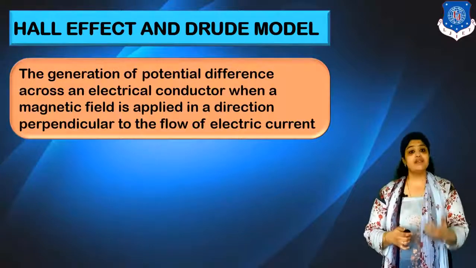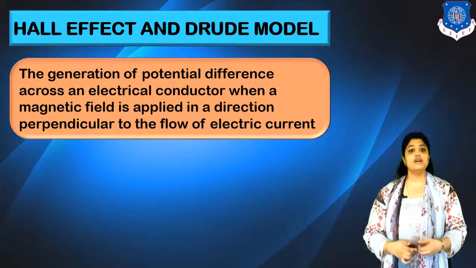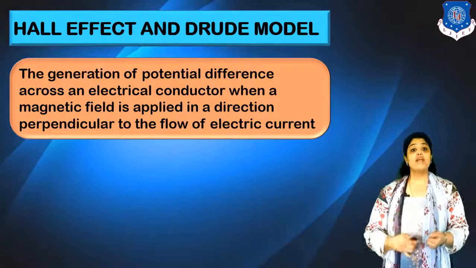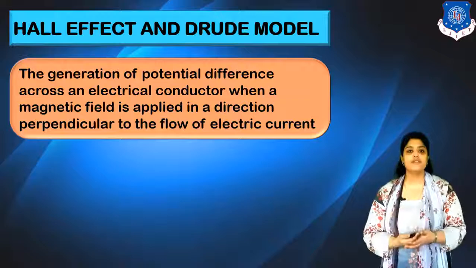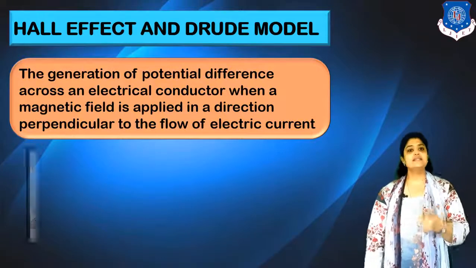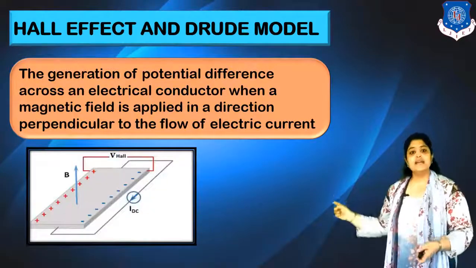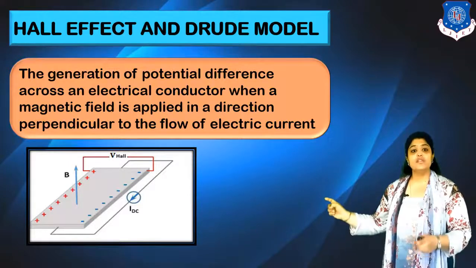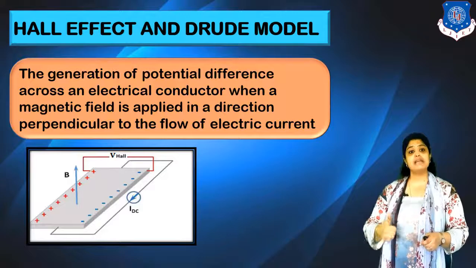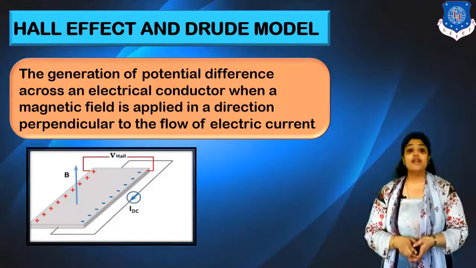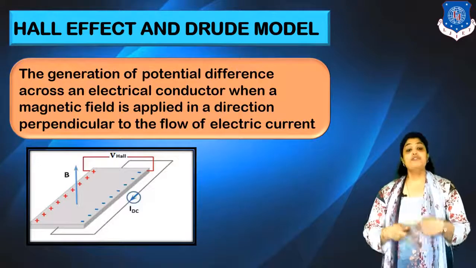It is known as the generation of potential difference across an electrical conductor when a magnetic field is applied in a direction perpendicular to the flow of electric current. Let's understand with the help of a diagram. In this diagram, you can see there is a current which is entering this conductor, and there is a magnetic field which is being applied perpendicular to the flow of current.